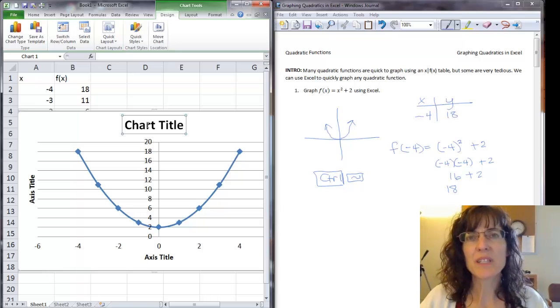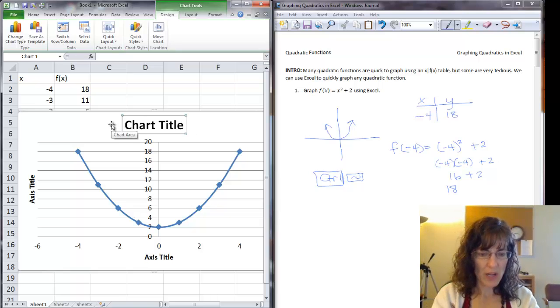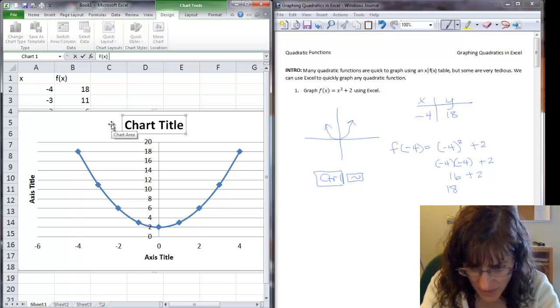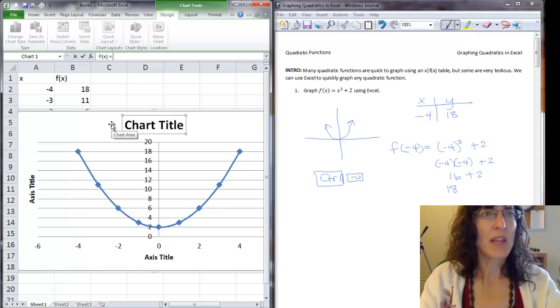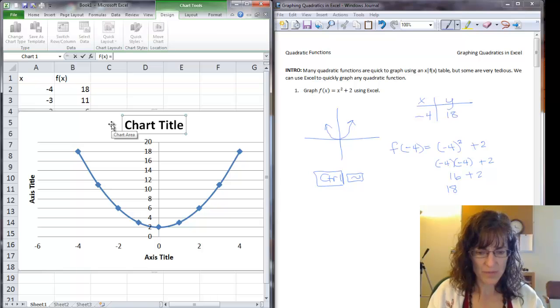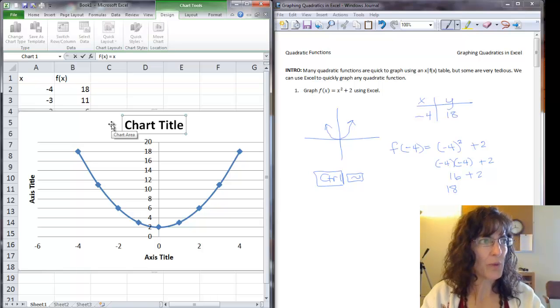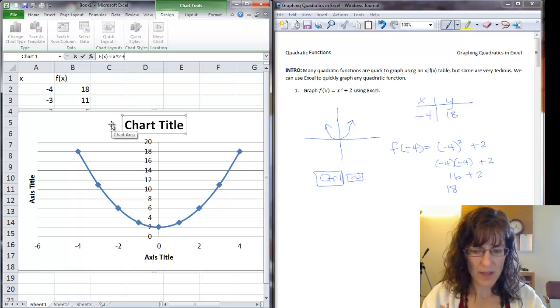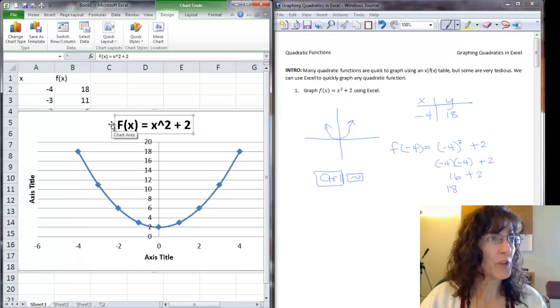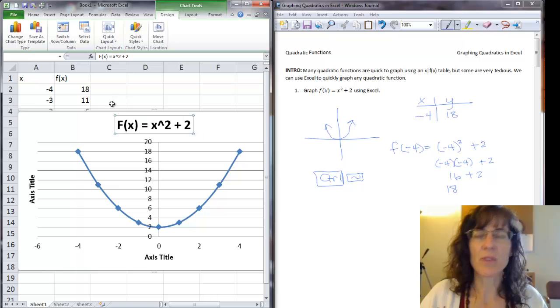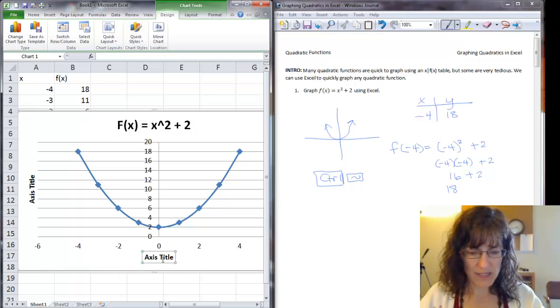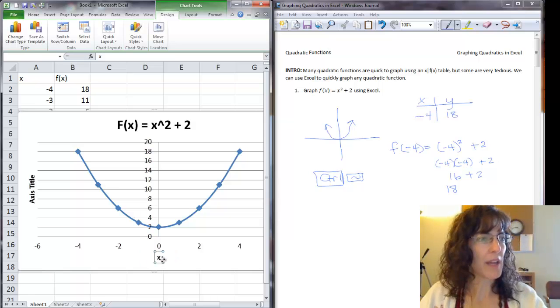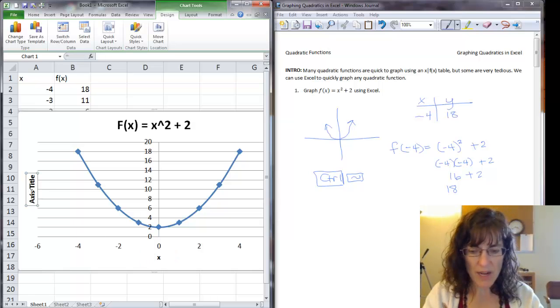And this one, because there wasn't an application, I can just put in that this is f of x equals, and then it's x squared. And it's a little hard to do that without the equation editor, so I'll just put x caret 2 and then plus 2. And when I push enter, I know it's not beautiful, but at least I have the function name here. And then this axis is my x-axis, so I'll just type x.